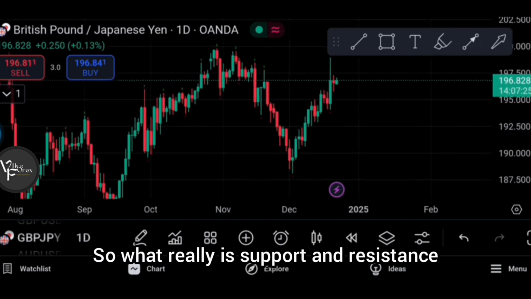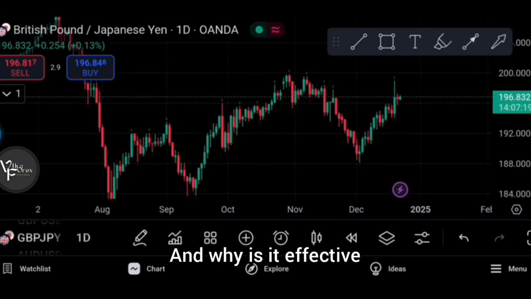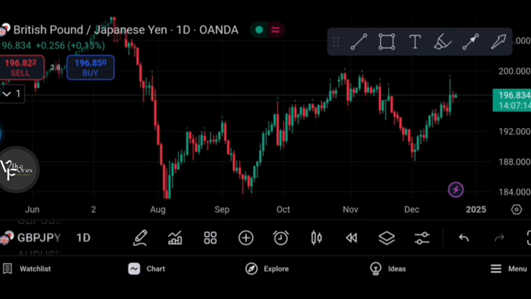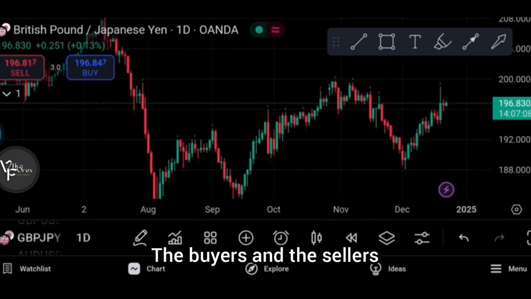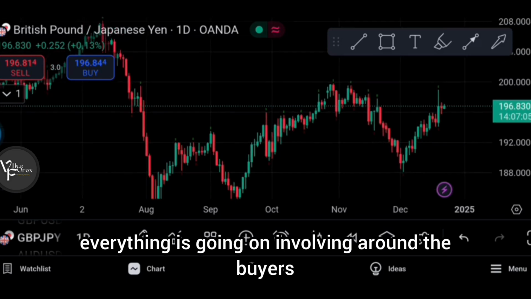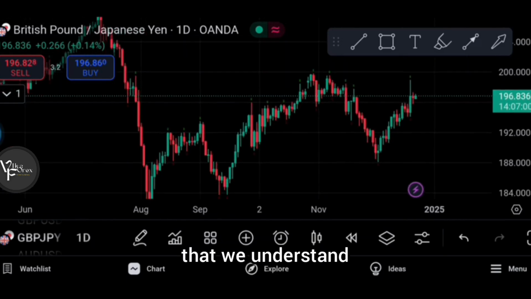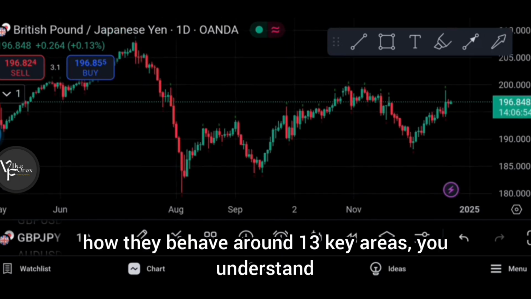So what really is support and resistance? Why must we trade it? And why is it effective that we know how to trade support and resistance? Everything in Forex is controlled by supply and demand, the buyers and the sellers. Everything revolves around the buyers and the sellers, and it is important that we understand how they behave around certain key areas.